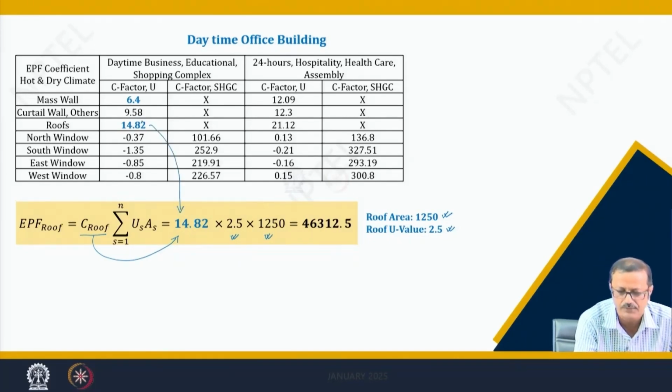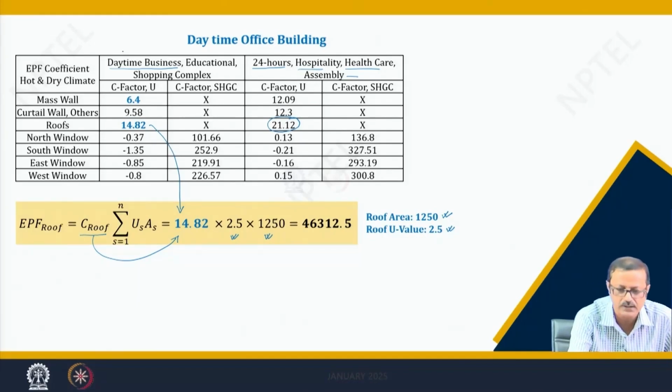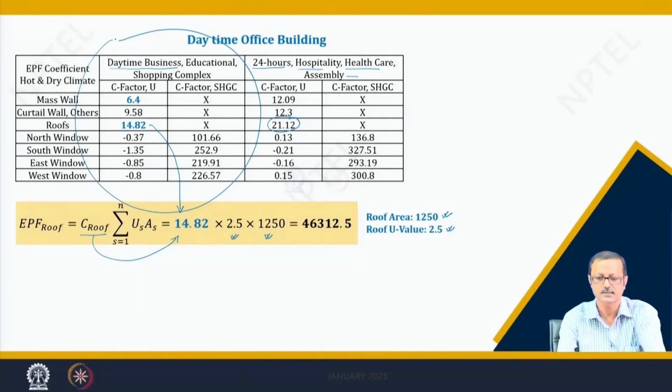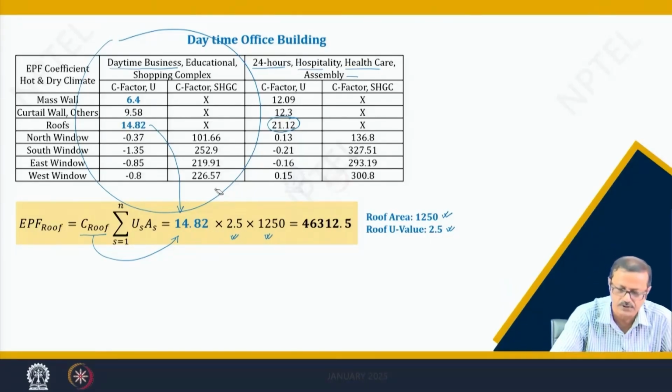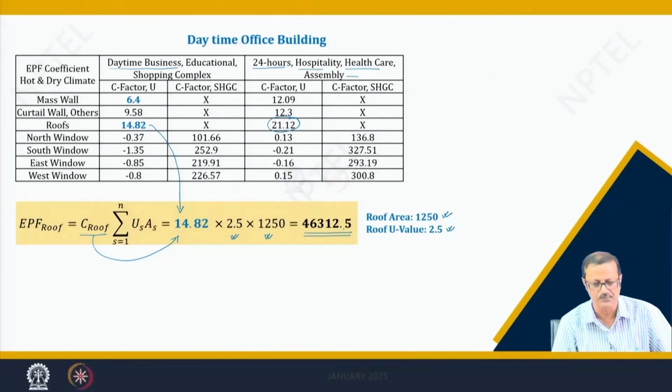Now, why have I taken from this? Why not 21.12? Because this is a daytime business building. It is not a 24 hours building, hospitality, healthcare or whatever. No, it is a daytime office building. So, I have to take this particular part of the table, right. This second part is for the 24 hours building table. So, this is the EPF of the roof, 46,000 something.